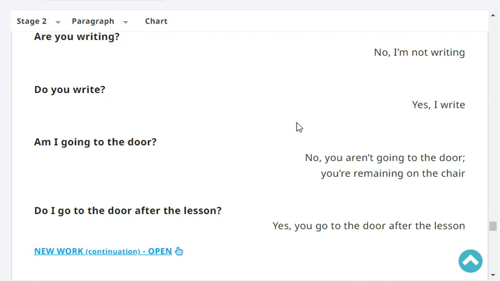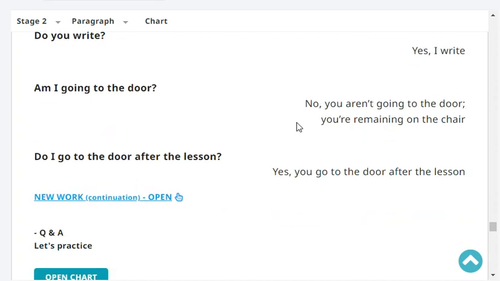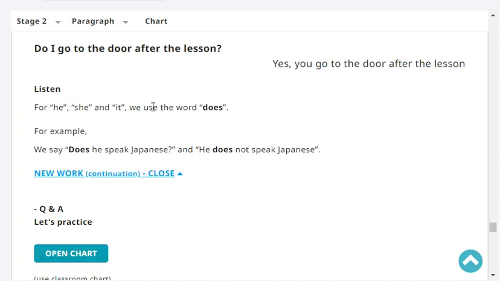Do I go to the door after the lesson? Yes, you go to the door after the lesson. Very good. Okay. Notice that if we're doing a verb now or an action now, we put ing.